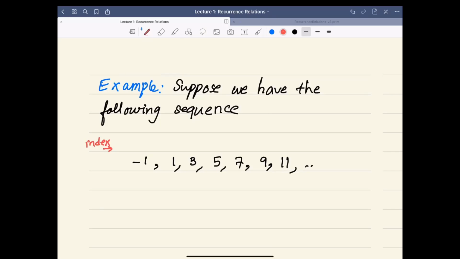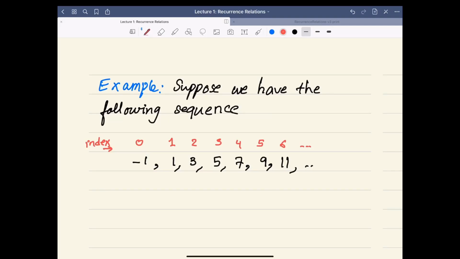So the index for -1, it doesn't matter if you start from 0, from 1, from 2. But usually for recurrence relations, commonly you either start with 0 or you start with 1. So I will start with 0. And the next one is 1, next one is 2, next one is 3, 4, 5, 6, and it continues.